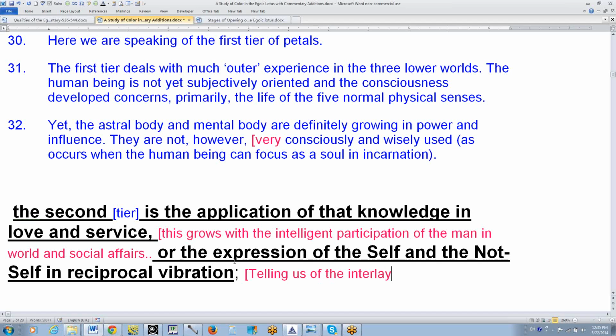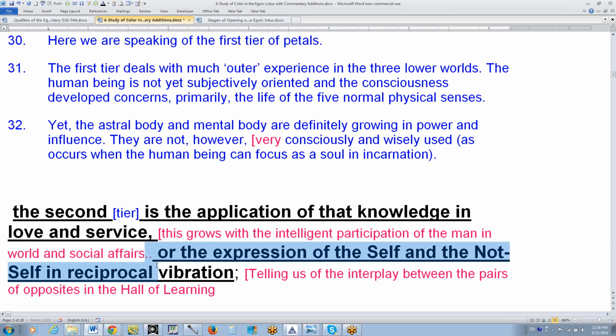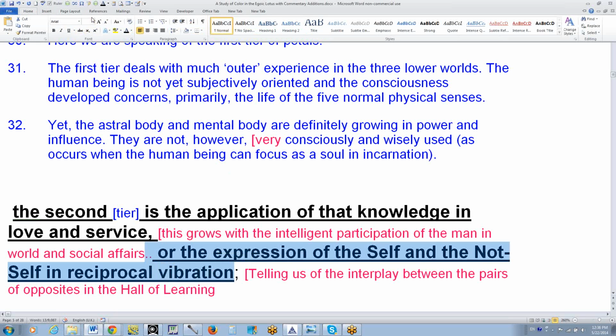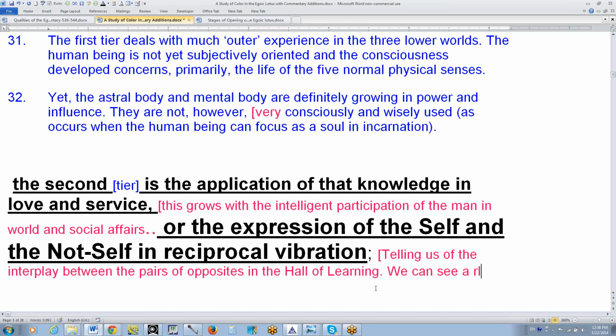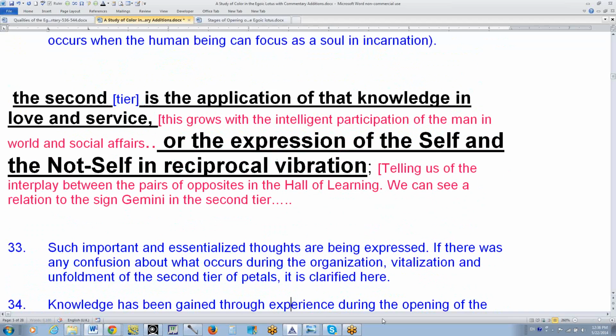telling us of the interplay between the pairs of opposites in the hall of learning. I like that. The expression of the self and not self in reciprocal vibration. In a way we can see a relation to the sign Gemini in the second tier, that reciprocal vibration between self and not self, or at least between the higher of the pairs of opposites, which we ally with the self, and the lower of the pairs of opposites, which is the personality or the not self.